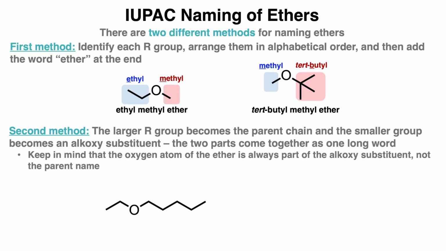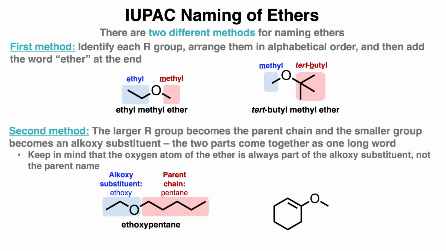name. In this example, let's identify which side is larger, which would make up our parent chain. Since the right side contains 5 carbons, this parent chain name is pentane. That means that the left side, including the oxygen atom, is the alkoxy substituent, which always has an oxy ending. Since it contains 2 carbons, this is called ethoxy. So the name of this molecule is ethoxypentane.